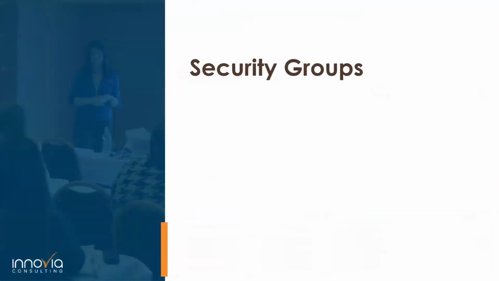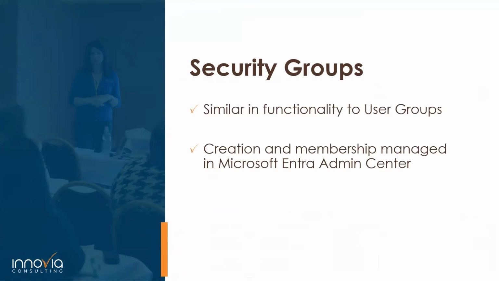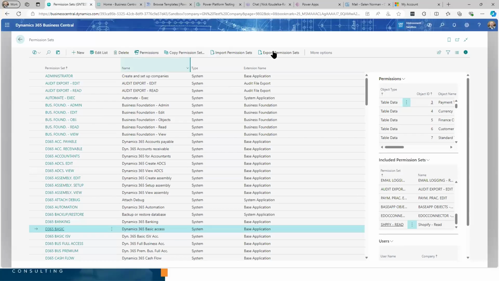So the new best practice is something called user security groups. They work very, very similarly to user groups. The biggest difference is that the creation of the groups and the membership of those groups is managed in the Entra Admin Center. I'll show you what I'm talking about right now.